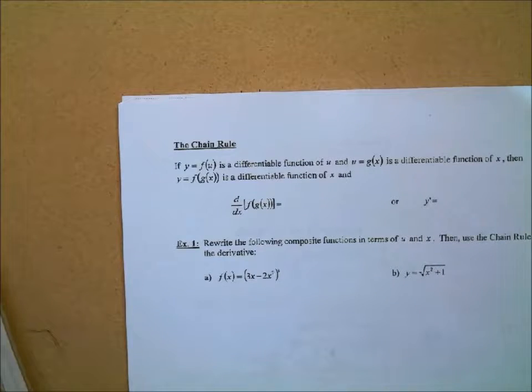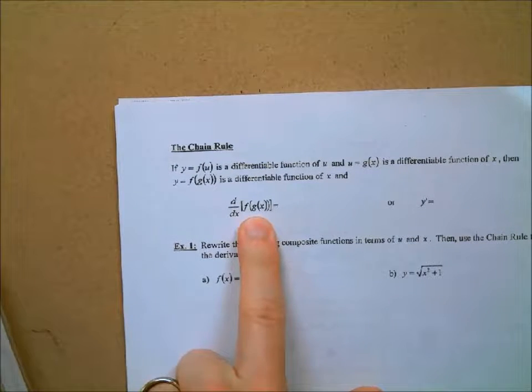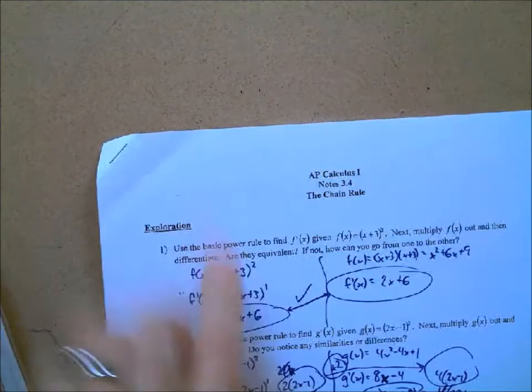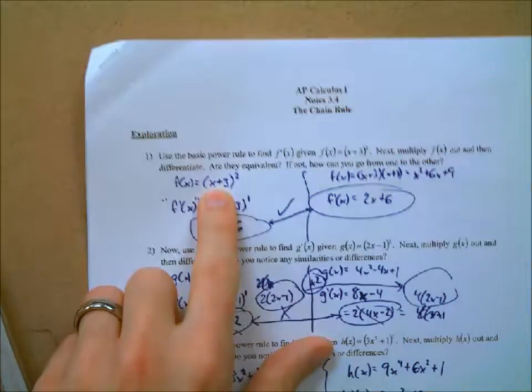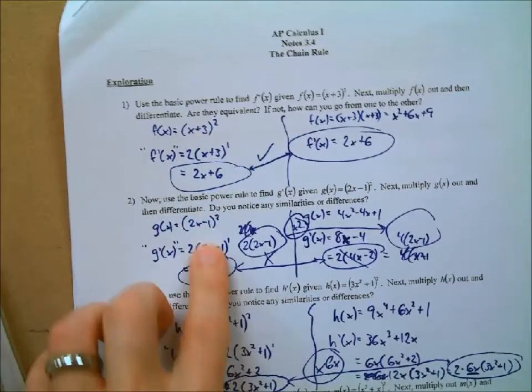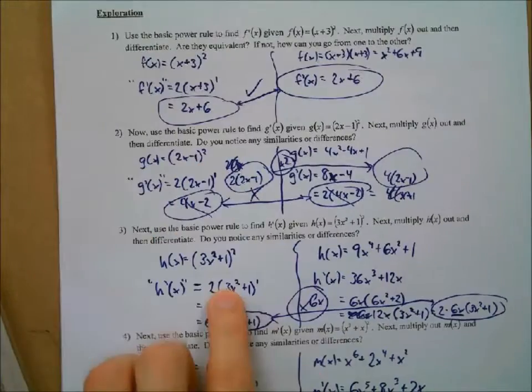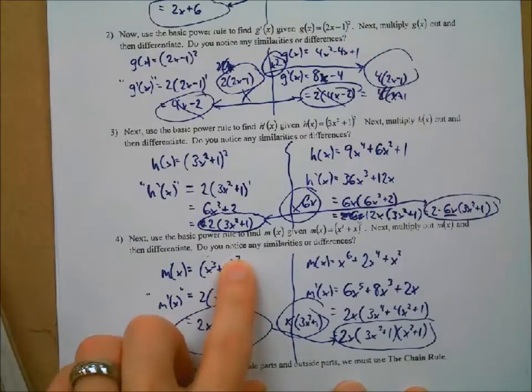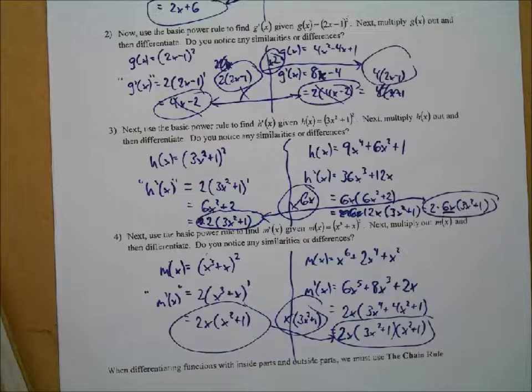And so what we had in these scenarios was a function inside of another function, right? g of x inside of f of x. If we go back to the front real quick to see that, right? Here we had x plus 3 inside a square, here we had 2x minus 1 being squared. Here we had the 3x squared plus 1 being squared. And here we had the x cubed plus x being squared, okay? So all those were functions within other functions. And so that's what the chain rule is used for, to take the derivative of functions inside other functions.